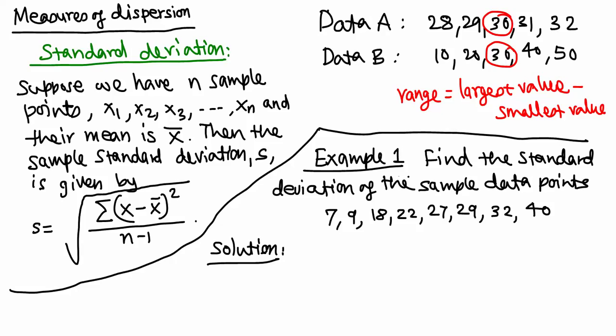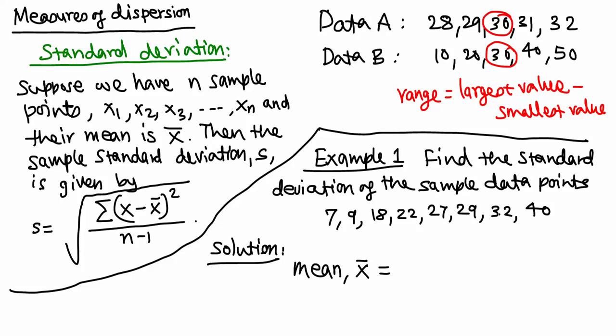Here's example 1. Find the standard deviation of the sample data points. So we have data points 7, 9, 18, 22, 27, 29, 32, 40. So we want to calculate the standard deviation. Here is the formula. First of all, we need to find the mean or the average. Let's find the mean, or average. We denote it by x bar. That is, add all of these entries and divide by 1, 2, 3, 4, 5, 6, 7, 8.